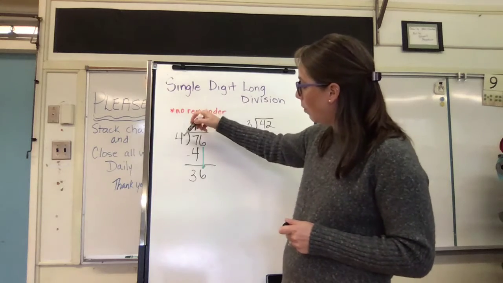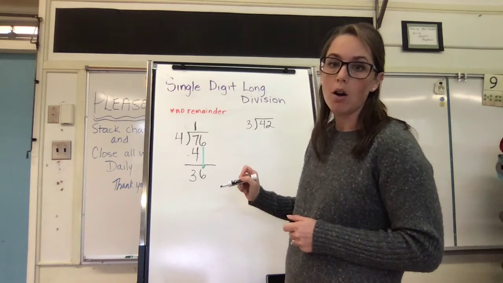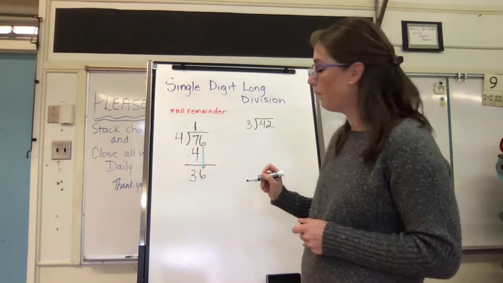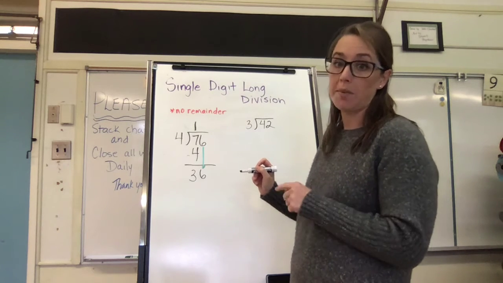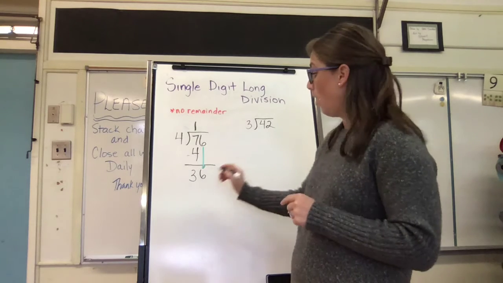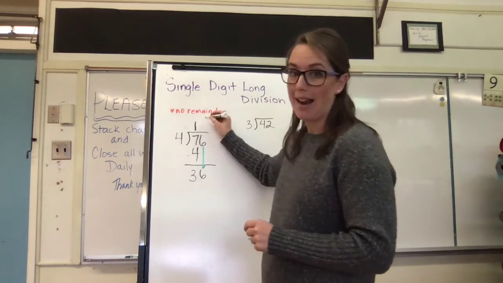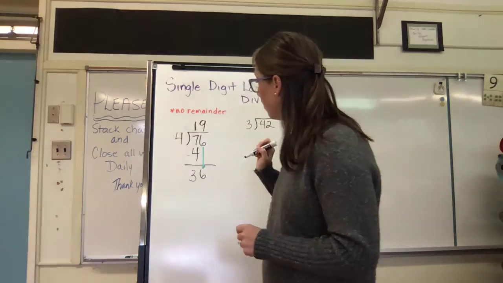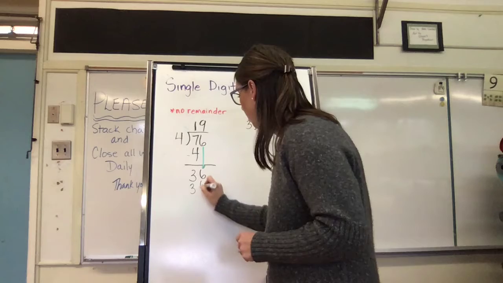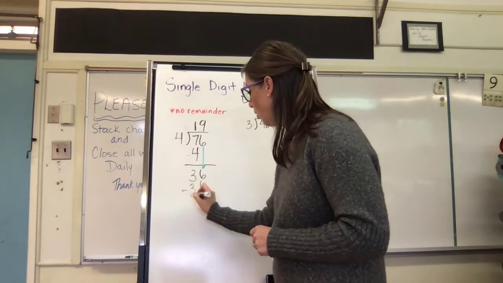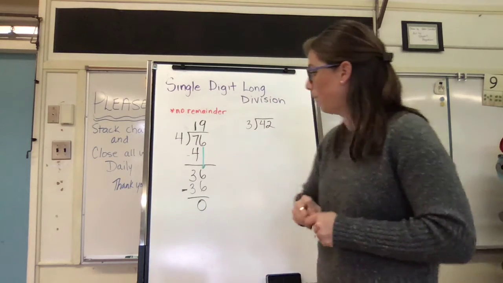So then from here, we're going to look at 4 again, and we're going to ask ourselves, how many times can 4 go into 36? Based on our multiplication tables, I know that 4 times 10 is 40. Well, 36 is 4 less than 40. So that means it's going to be 9 times. So then 9 times 4 is 36. And from here, we're going to subtract again, and we're left with 0, no remainder.